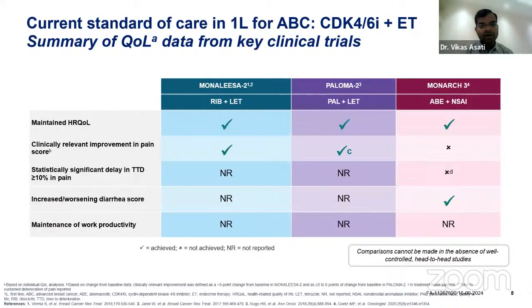Coming to the quality of life, this is also very important. Although the patient is surviving more, but with what quality of life? Again, we can see that with all three CDK4/6 inhibitors there is an improvement in quality of life, except abemaciclib, where you have worsening diarrhea. Otherwise, either you take ribo or palbo, both look okay.